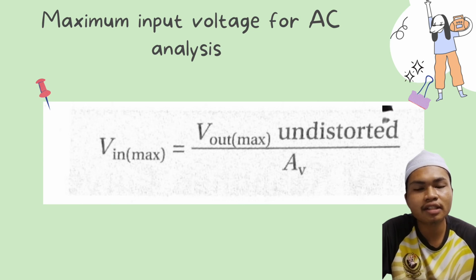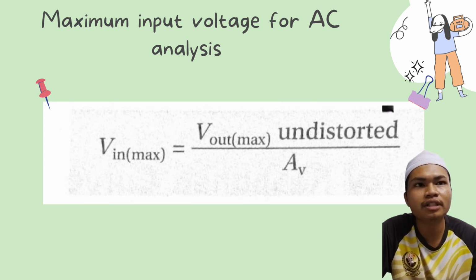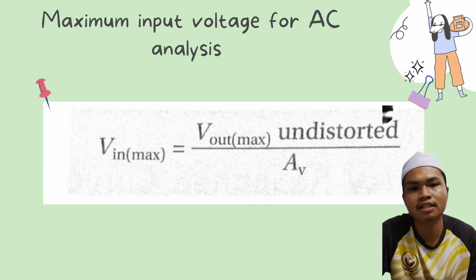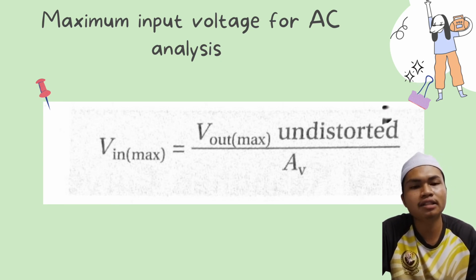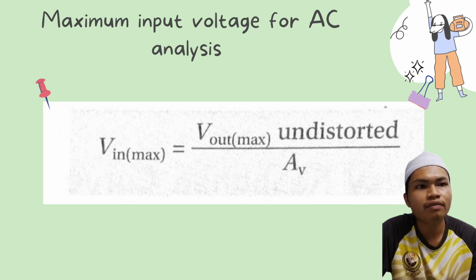The next one is the formula for maximum input voltage from AC analysis. Here you can see V in max equals V out max divided by AV.